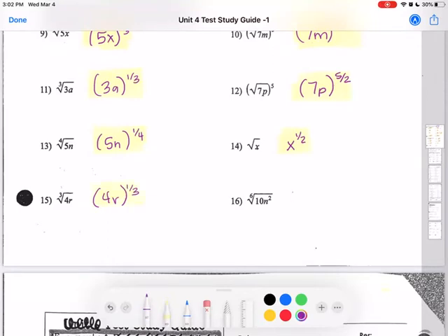And here I have 10n squared. Notice that the squared is just attached to the n, and this whole thing is being raised to the 1/6 power.